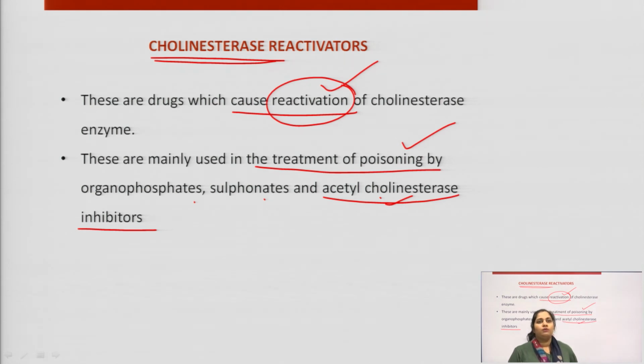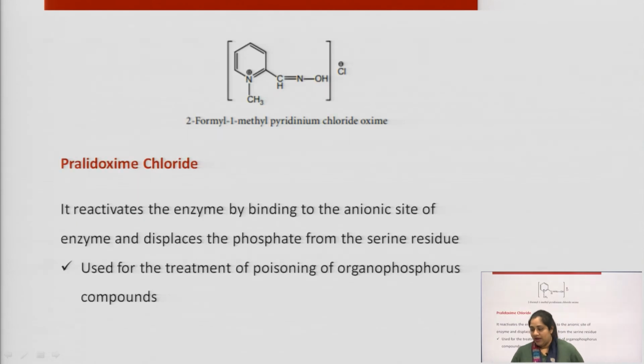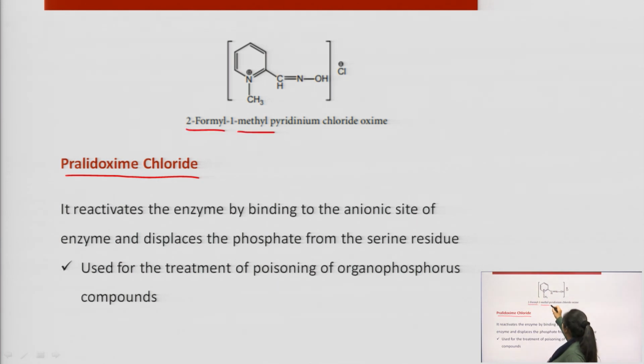So, now what will we do? We will use a cholinesterase reactivator, and the example is pralidoxime chloride. Pralidoxime chloride is a cholinesterase reactivator, and the name is 2,4-1-methyl-pyridinium chloride oxime. This is the IUPAC name of pralidoxime chloride.